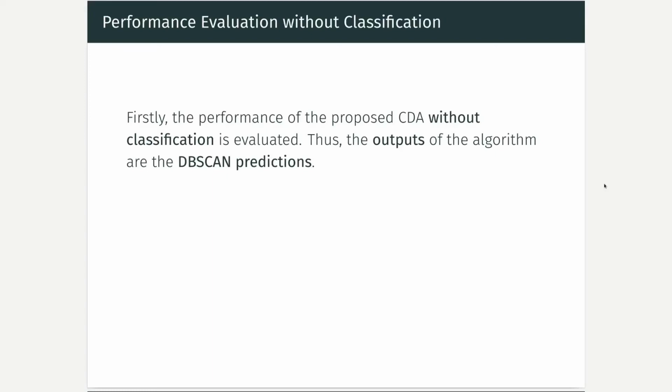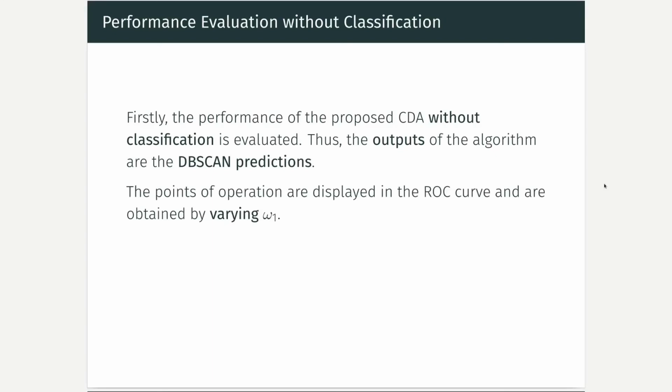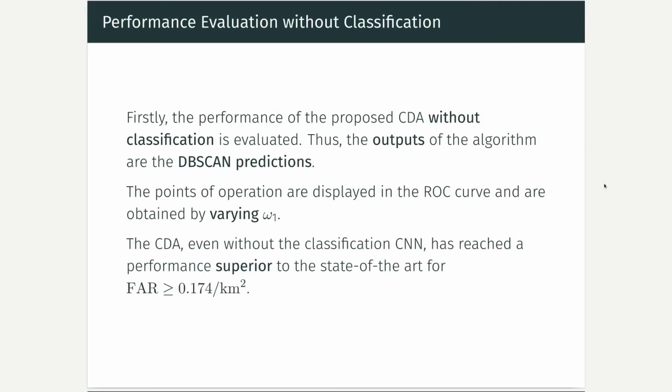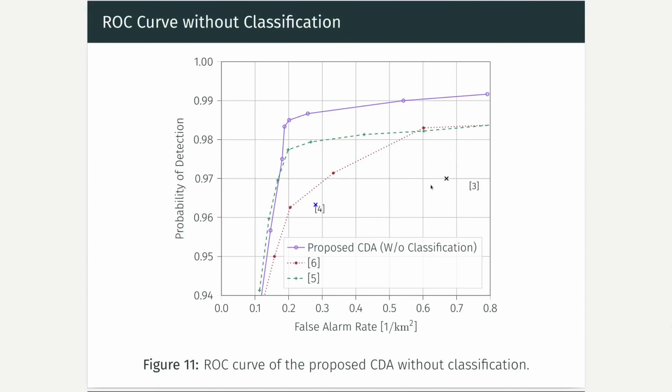Firstly, the performance of the proposed CDA without the final classification is presented, so that the output in this case is the DBSCAN predictions. The points of operation of this ROC curve are obtained by varying omega-1, and we can notice that the CDA has surpassed the state-of-the-art in performance for false alarm rates far bigger than 0.174 per square kilometer. Here is the curve. Our algorithm is the purple curve.